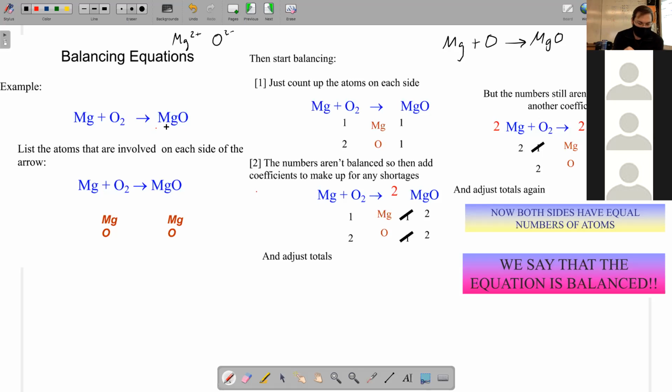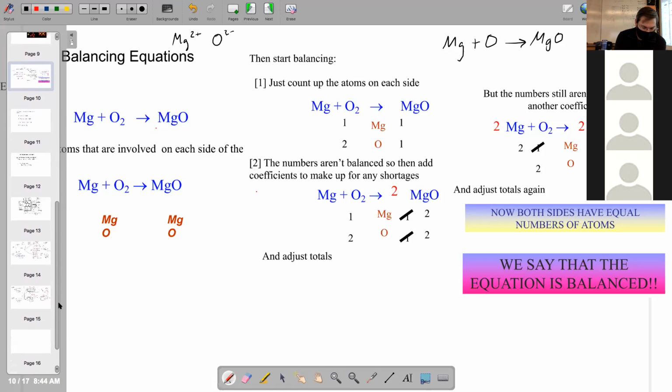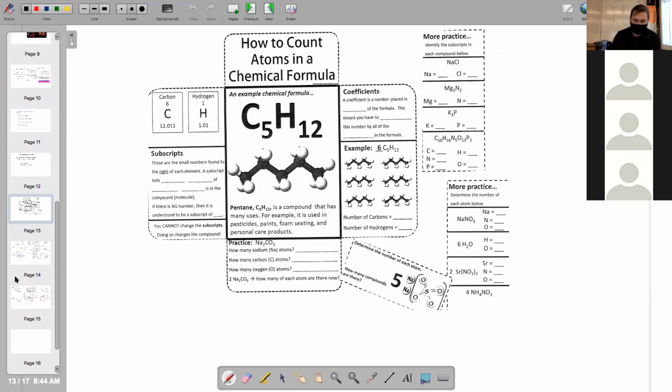All right, the one paper you have is this thing, counting atoms and chemical formulas. So we can work through this example real quick. This is just counting up numbers of atoms in the compound.